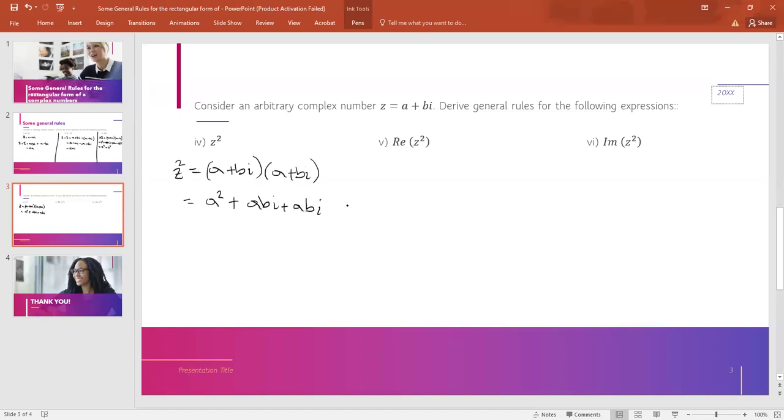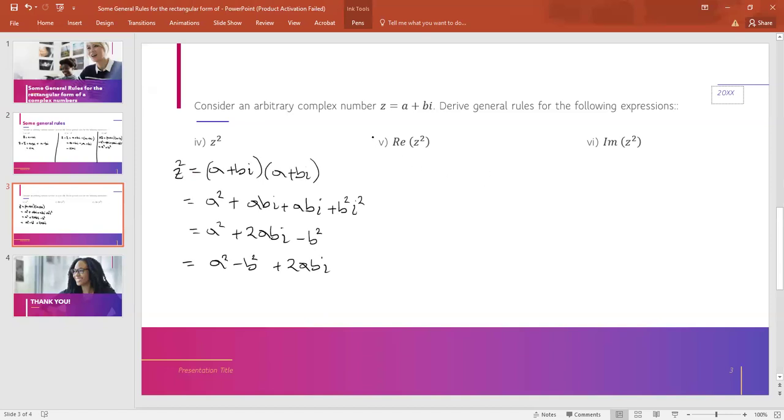This time around we're going to have plus b squared times i squared. So we're going to have a squared plus 2abi. Remember, i squared equals minus 1, so we're going to get minus b squared. So we collect the real parts together, so we're going to have a squared minus b squared plus 2abi. And that's the general rule for this expression z squared, given that z equals a plus bi.